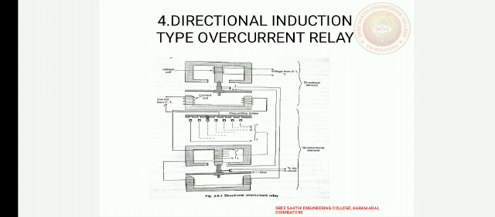The current flows through the current coil of the directional element which produces the flux. The current in the voltage coil produces another flux. The two fluxes interact to produce the torque due to which the disc rotates. Thus the contacts of the trip circuit get closed and it opens the circuit breaker to isolate the faulty section.